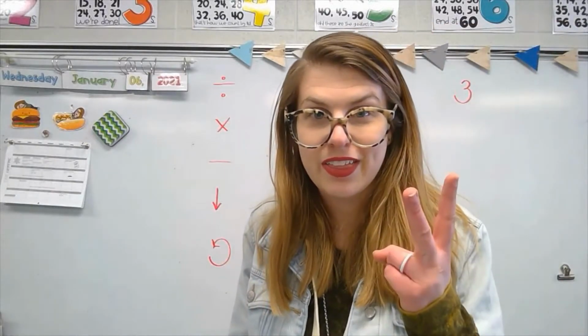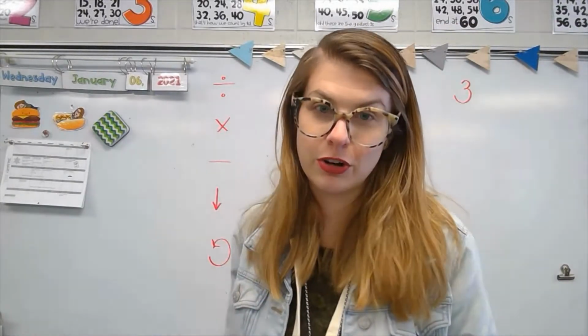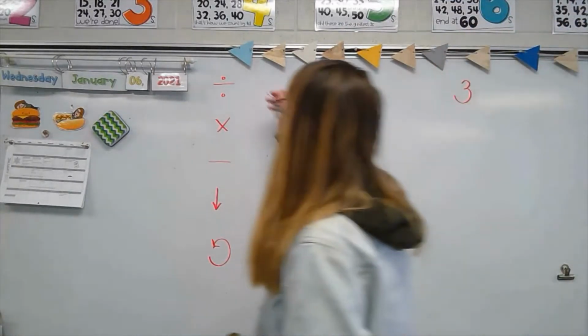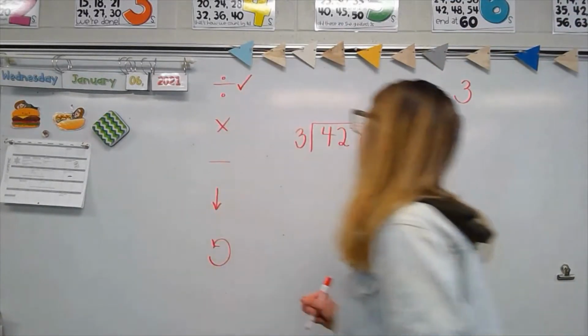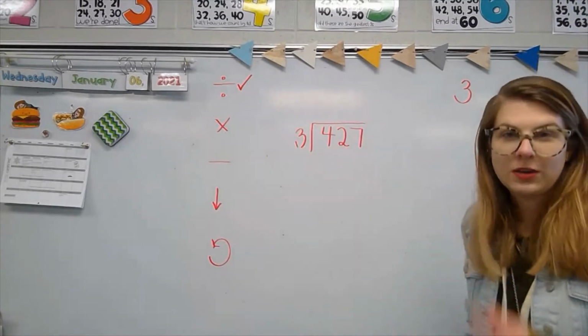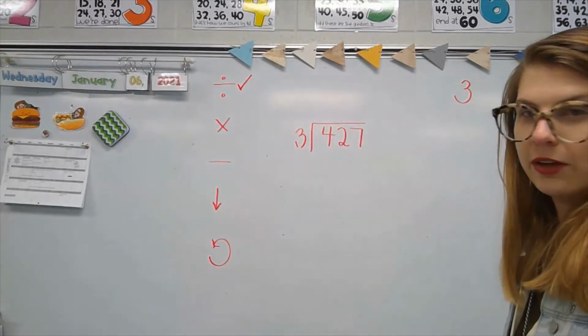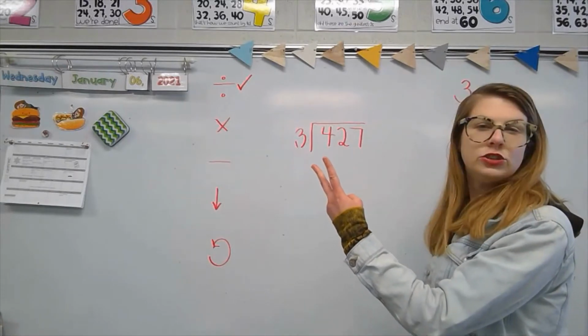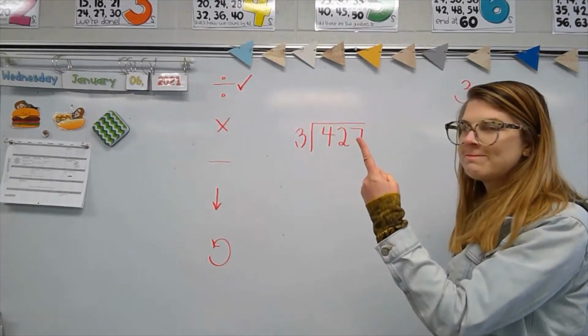We're going to practice two together, and then the third one, you are on your own, my friends. So let's get going with our first problem. Step 1, divide. How many groups of 3 can we pull out of that number 4 without going over? 3, 6, too far. 3, that's it.